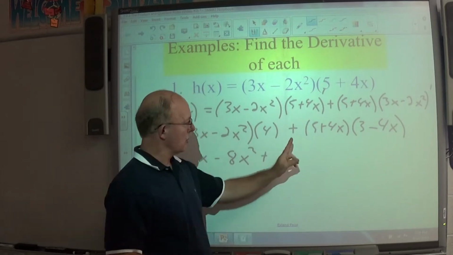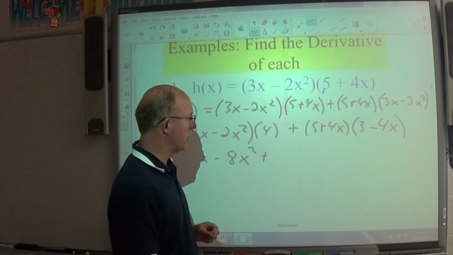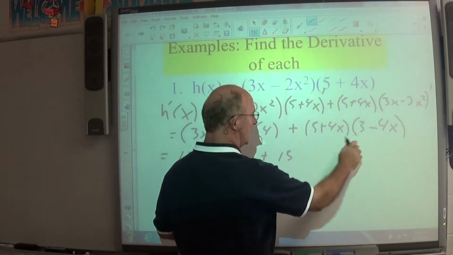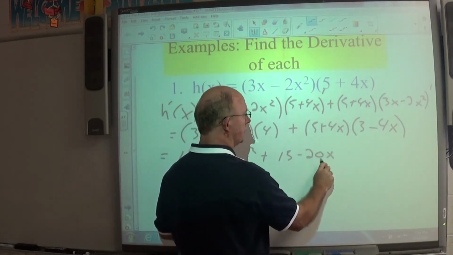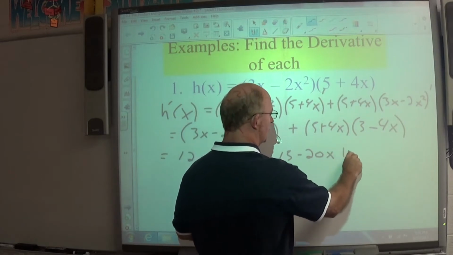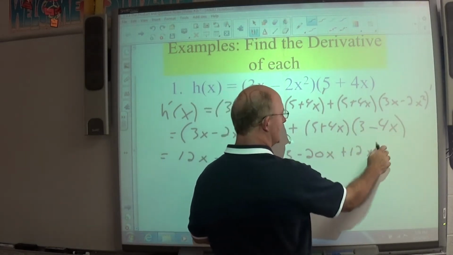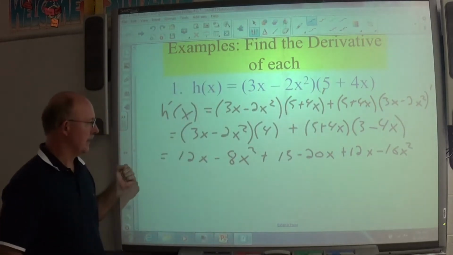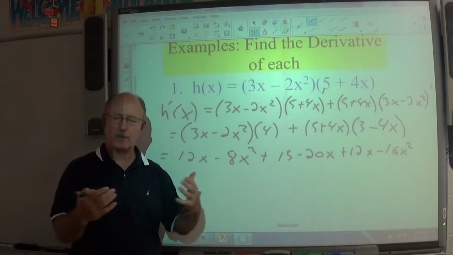Plus, as we multiply here, we'll use the full method to multiply. 5 times 3 will give us 15. 5 times negative 4x is negative 20x. 4x times 3 gives us 12x. 4x times negative 4x gives us negative 16x squared. All right, that removes our parentheses, so we've got all of our multiplication done.